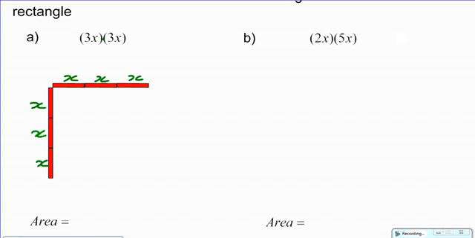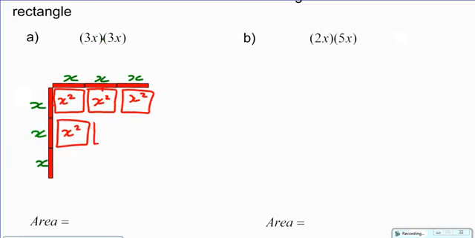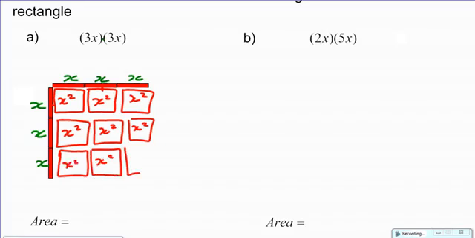Okay, and so then we need to think, well, what kind of tiles are made when you have a length of x and a width of x? A length of x and a width of x makes an x squared tile. And so then if we look again, a length of x and a width of x, that makes another x squared tile. Okay, so then we end up with a bunch of x squareds, and if we add them all up, we get an area of 9x squared. So 3x times 3x equals 9x squared.